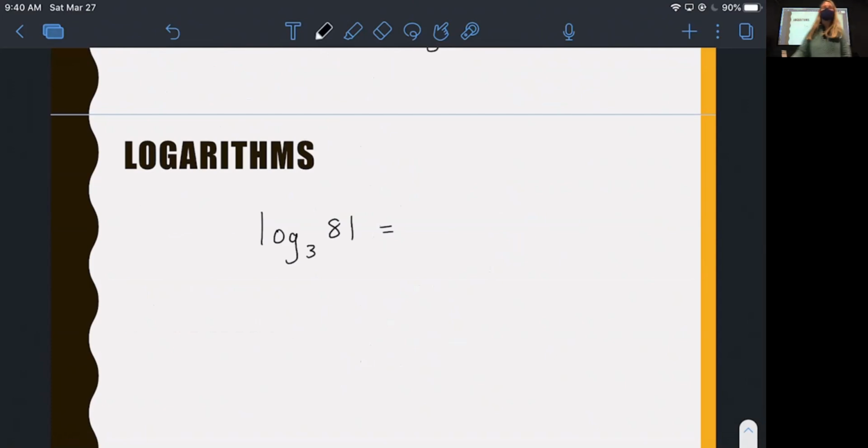Yeah, there you go. The base is 3. We don't know the exponent, and it's going to equal 81. So 3 to what power is 81? Yep, 4, that's it. So that would be your answer on that problem.